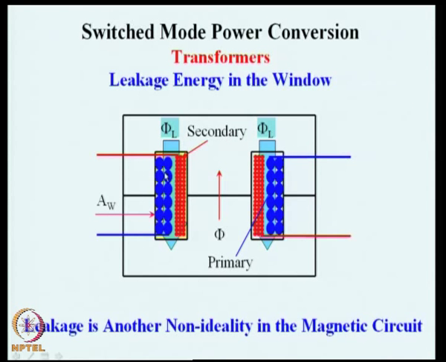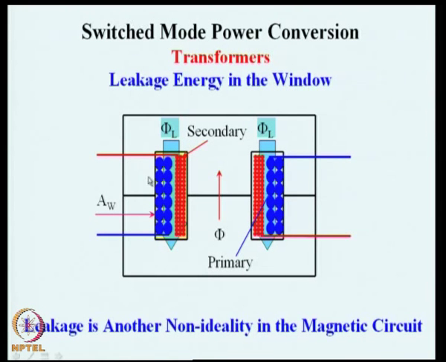But in a real transformer where the permeability is not infinity, there will be some leakage field, and that leakage field is not linked by both the primary and the secondary. It is only partially linked by the primary or the secondary, and this is a non-ideality in most transformers, and it is possible to evaluate the quantity through the geometrical properties of the core.